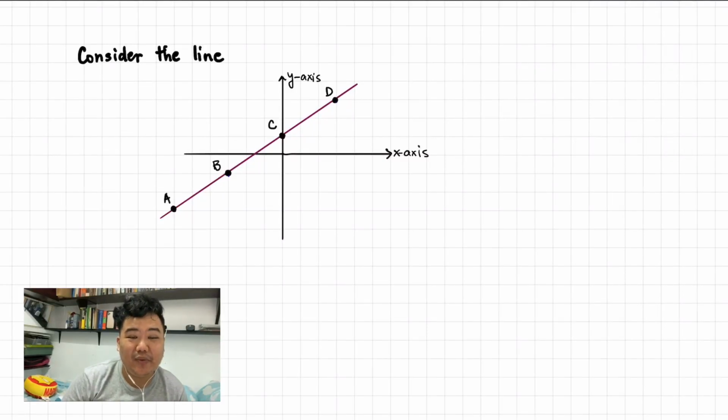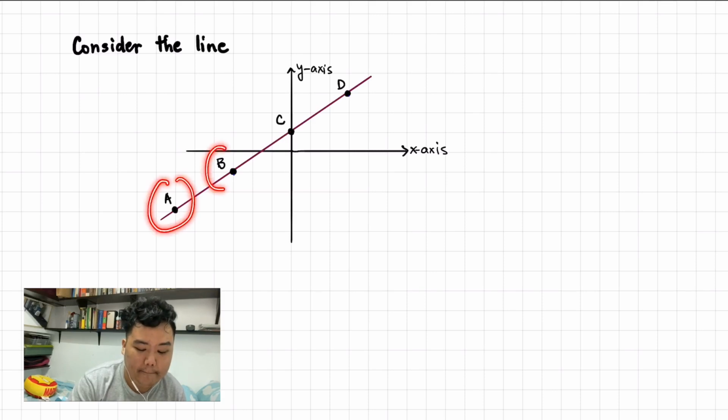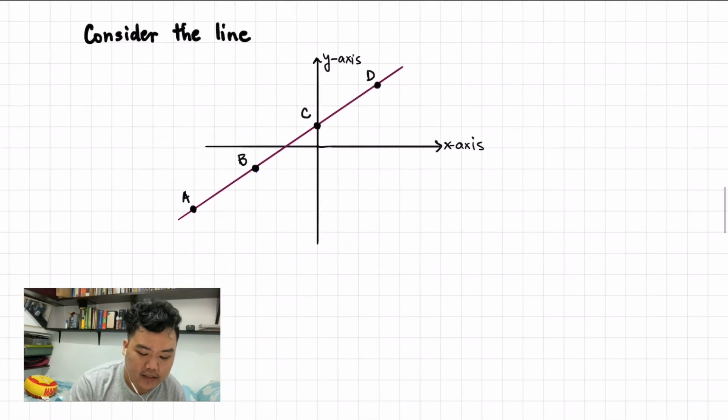Hello, in this video we're going to study a very simple but very fundamental property of a line. Let us consider this line drawn in maroon, wherein I emphasize some points, namely A, B, C, and D. This line is on the Cartesian plane. According to our previous knowledge of lines, two distinct points determine a line.